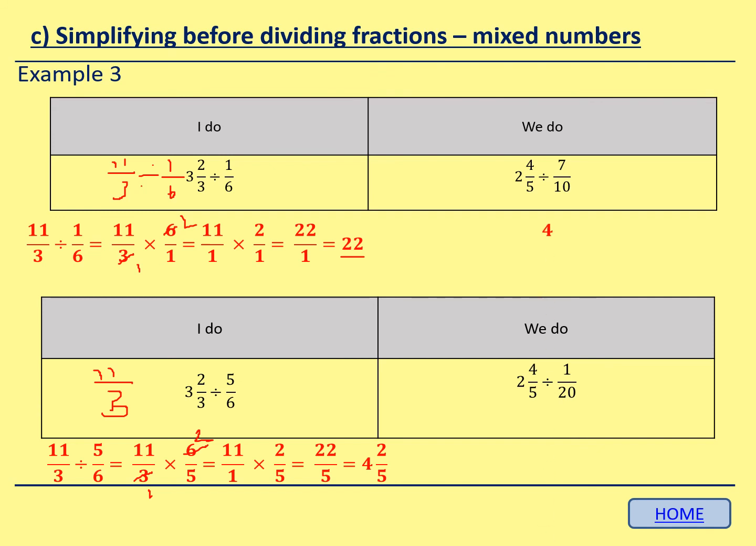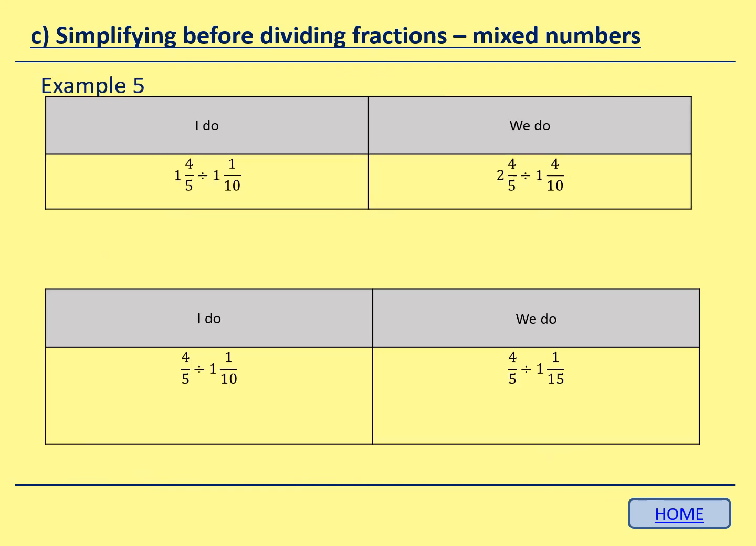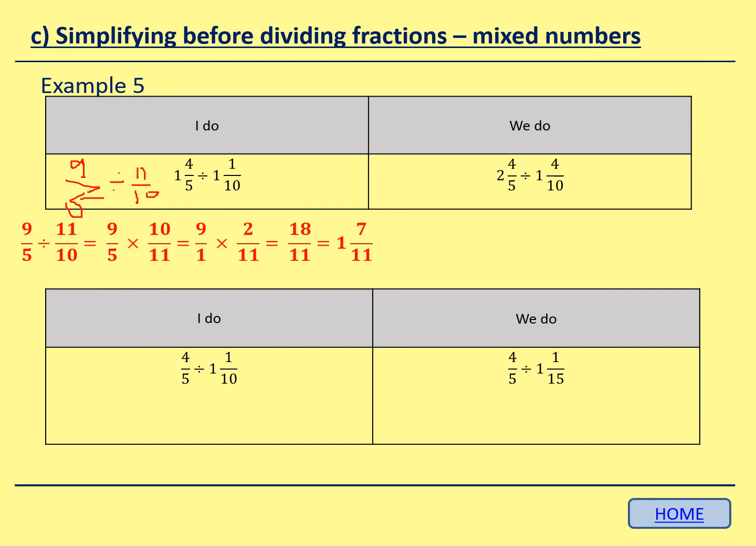Okay, the answers are 4 and 5/6. So this one here has got a mixed number in both of them, so it's going to end up being 9 over 5 divided by 11 over 10. Okay, so we keep the first, flip the second and change the sign, KFC.